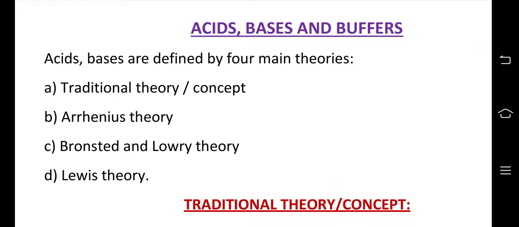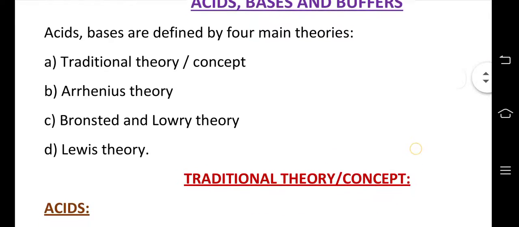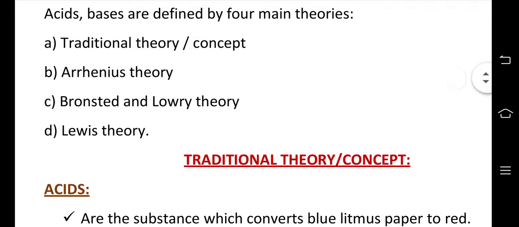Now coming to four main theories. Acids and bases are defined by four main theories. First theory, traditional theory or concept. Second theory, Arrhenius theory. Third theory, Bronsted and Lowry theory. Fourth theory, Lewis theory. Now coming to traditional theory or concept.